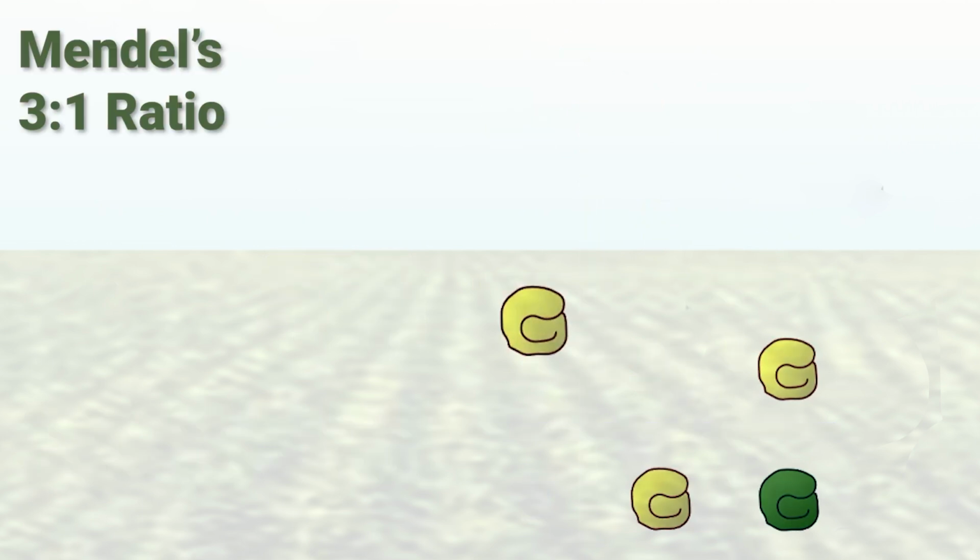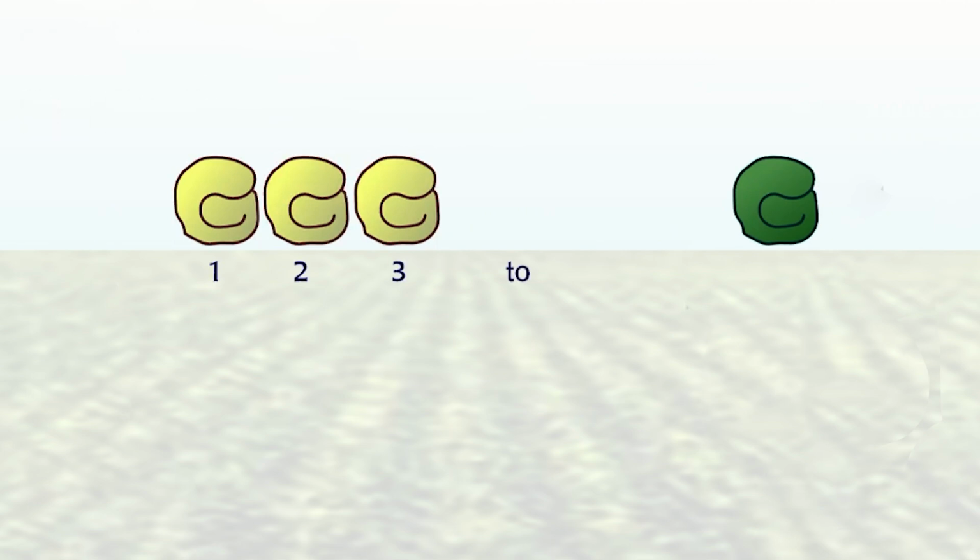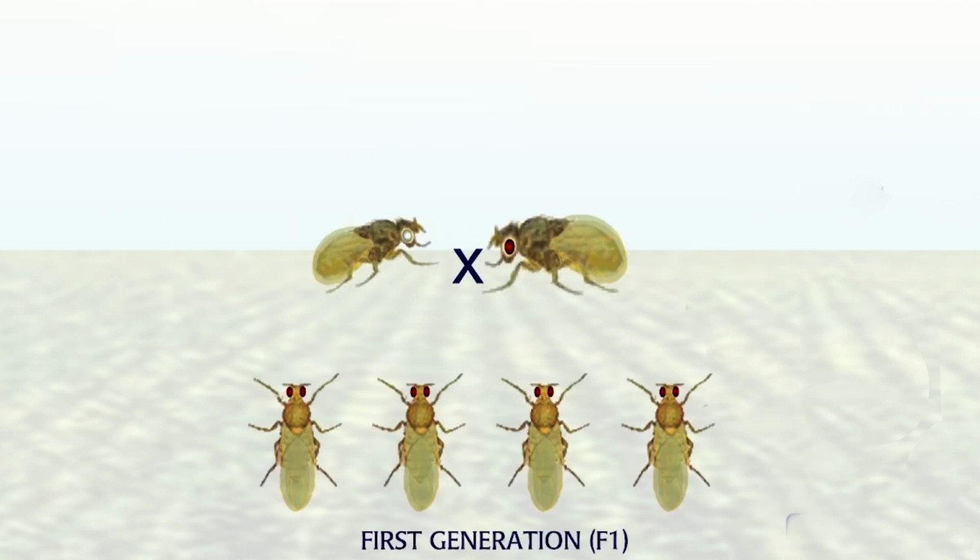The Punnett Square also better represents Mendel's famous 3:1 ratio. A cross between two yellow seed hybrids produces 3 times as many yellow seeds as green seeds.